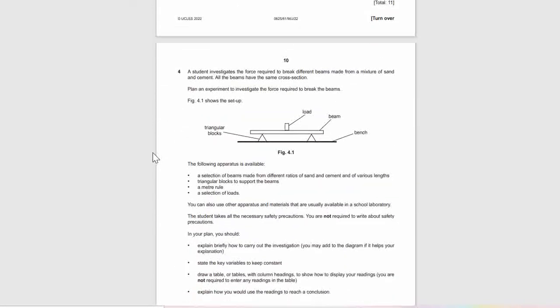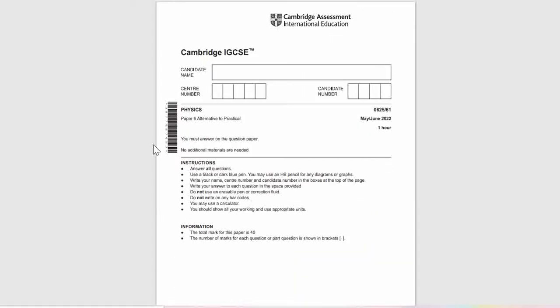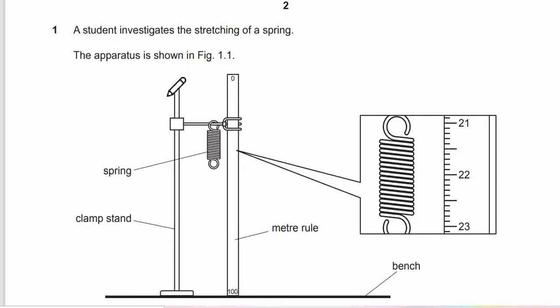Next, let's move on to question 4. And that's it. Now let's get started with the discussion. You may stop this video for a while for self-practice, and after we can see the discussion together. Question 1. A student investigates the stretching of a spring.